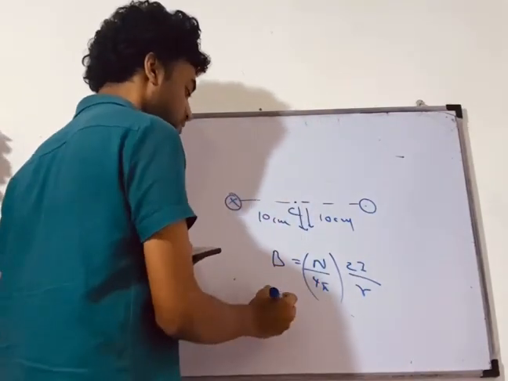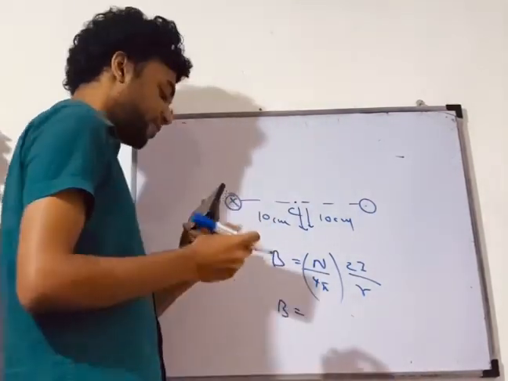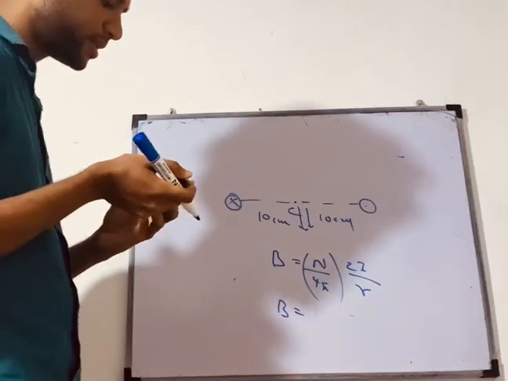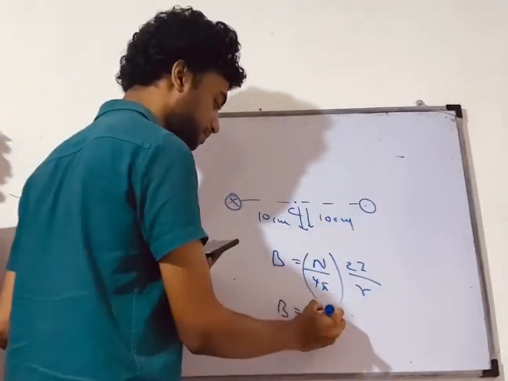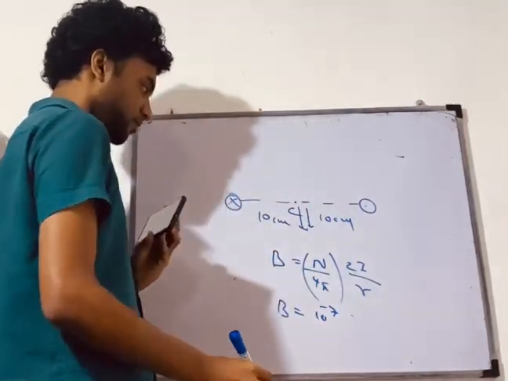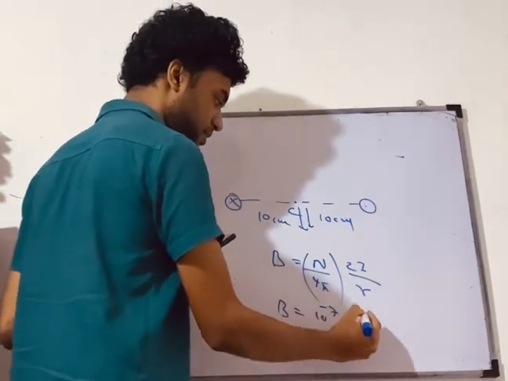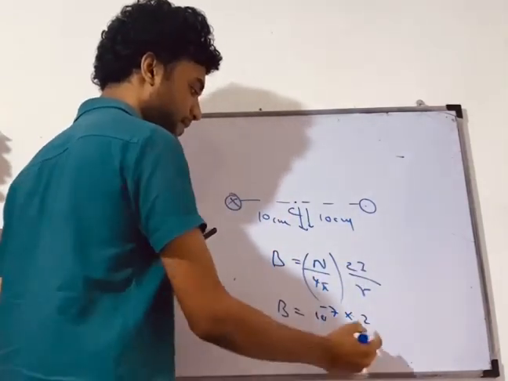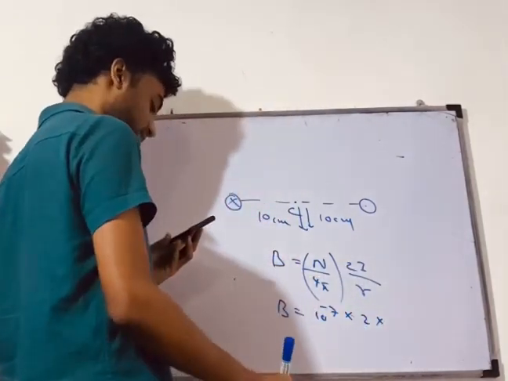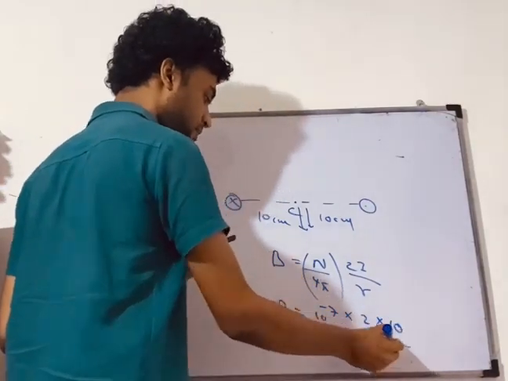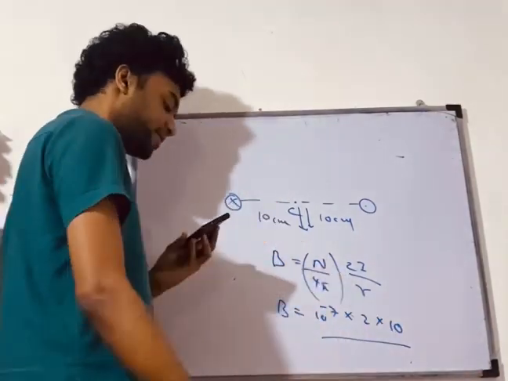Right. So let's calculate the magnetic field intensity. They have given the value of mu divided by 4 pi to be 10 to the power minus 7. Right. And then you have to multiply this by 2. And what's the current? 10 amperes. What's the distance? Now we have to mention everything in standard units.